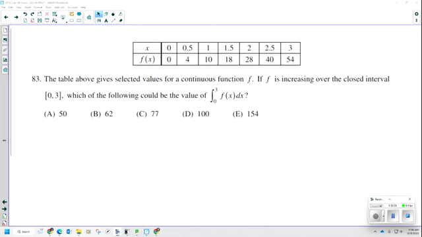All right. Oh, my neck, my back, my elbow. No, okay, so here we go. The table above gives selected values for a continuous function. If f is increasing over the closed interval from 0 to 3, which of the following could be the value of this? So basically, it's the area under the curve here from 0 to 3.